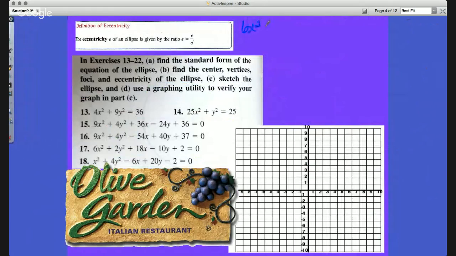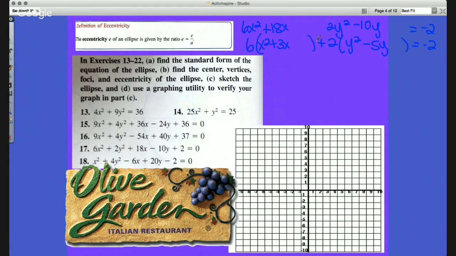Get the x's by itself. Okay, so I've got this. Get the y's by itself, so 2y squared minus 10y. And then that positive 2, subtract it to the other side. Okay? Pull out that 6. That's what we did earlier. Okay? And pull out that 2. Make sure this is positive, because you'll see why a little bit on the next podcast. Okay? And half it and square it, right?